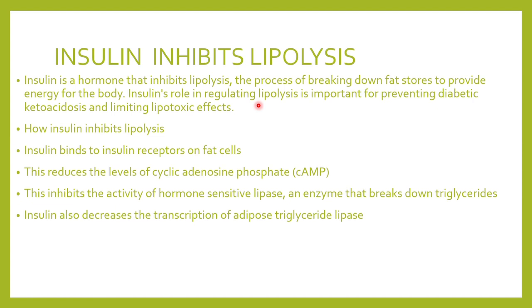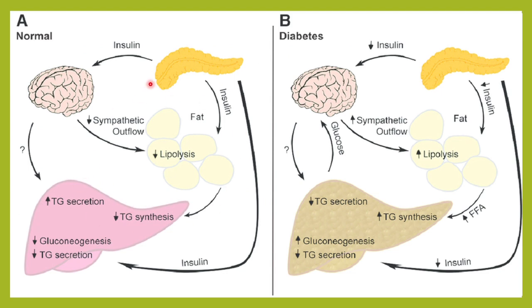So how does insulin inhibit lipolysis? Insulin will bind to the insulin receptor on the fat cells. So it will reduce the activity of cyclic AMP. So this inhibits the activity of the hormone sensitive lipase, the enzyme which is breaking down the triglyceride which we have talked about, and also decreases the transcription of adipose triglyceride lipase. So by reducing various enzymes, it will reduce the lipolysis. Insulin inhibits lipolysis, glucagon stimulates lipolysis. So this is how the function of insulin happens.